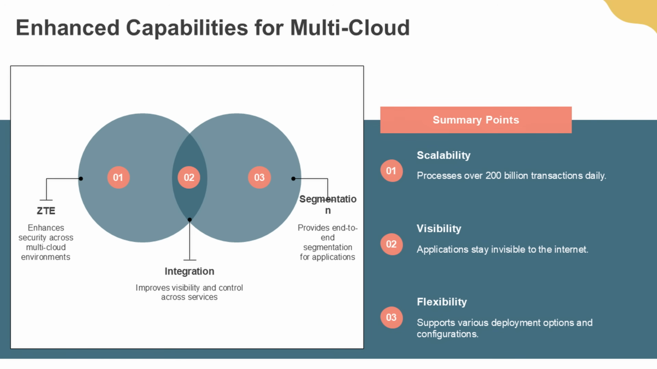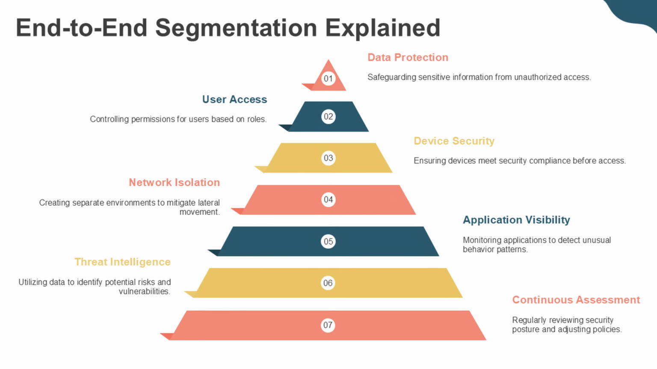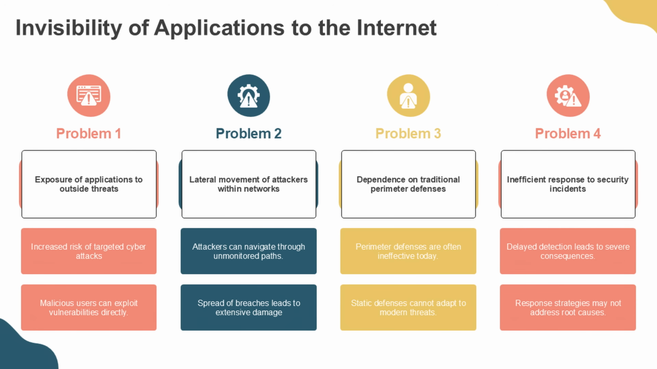A key architectural advantage is how ZTNA eliminates the attack surface. Applications remain invisible to the internet, with the platform brokering one-to-one connections between authorized entities and specific applications, rather than directly to the network itself. This approach prevents lateral movement of threats, which is a critical factor in containing breaches and stopping the propagation of ransomware.